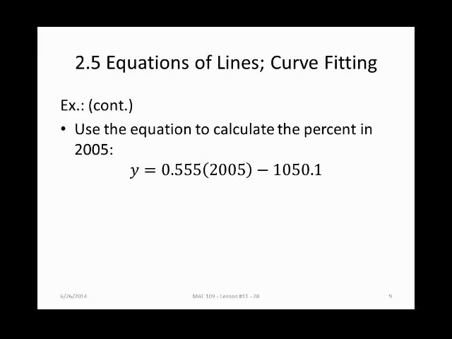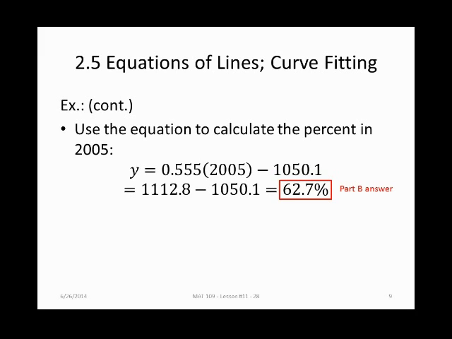So we plug in 2005, do the calculation, and we get y equals 62.7%. This is the predicted value of the percent in the year 2005. This came from solving the equation at that point. So that's the part B answer. What's the predicted value from the equation?